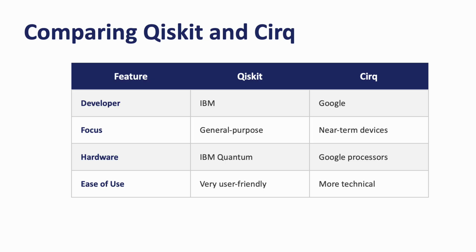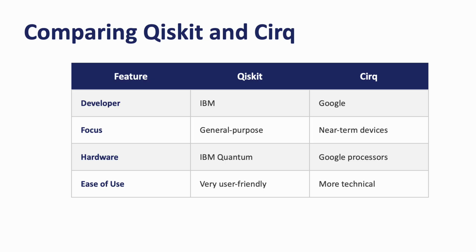When it comes to focus, Qiskit is more general purpose. It is designed to work with many different quantum computers and simulators. Cirq, on the other hand, is specifically focused on near-term quantum devices and real quantum computers that exist today, with their limitations and imperfections. Regarding hardware access, Qiskit connects to the IBM quantum computers while Cirq connects with Google's quantum processors. If you care about which quantum hardware you'll be using, this is an important factor in your choice.